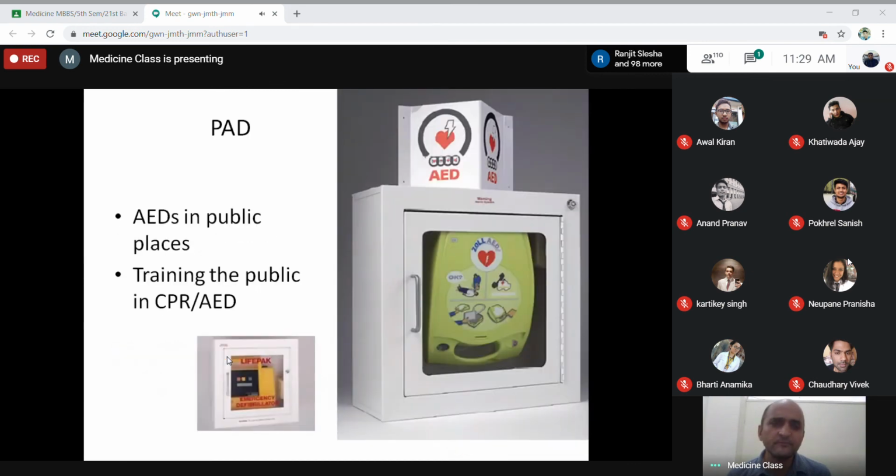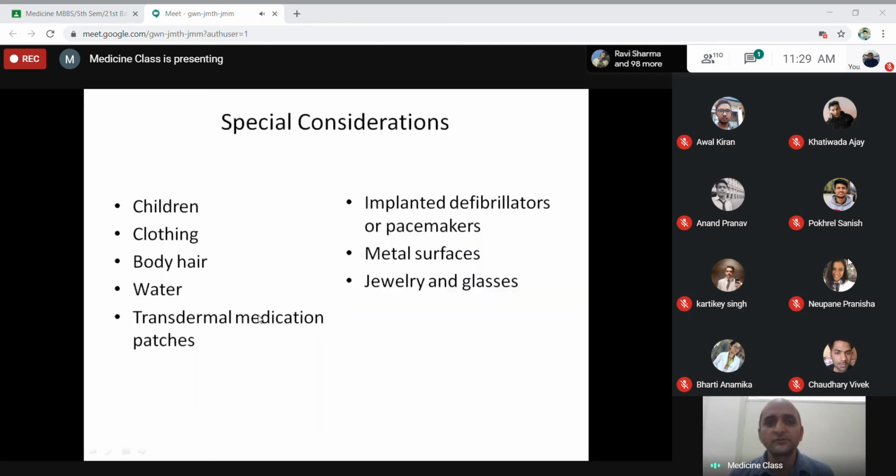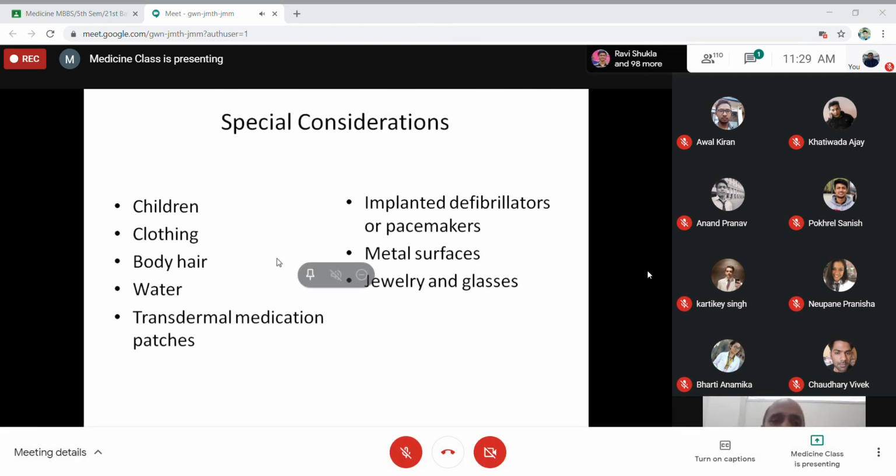AED. Then this is the AED in a public place here. AED in the public place again. So it's very frequent in, as I told you also, in Europe, training the public in CPR or the AED. So this is to be done. It's a special consideration for the children because there is a big patch. It should be a very small patch.